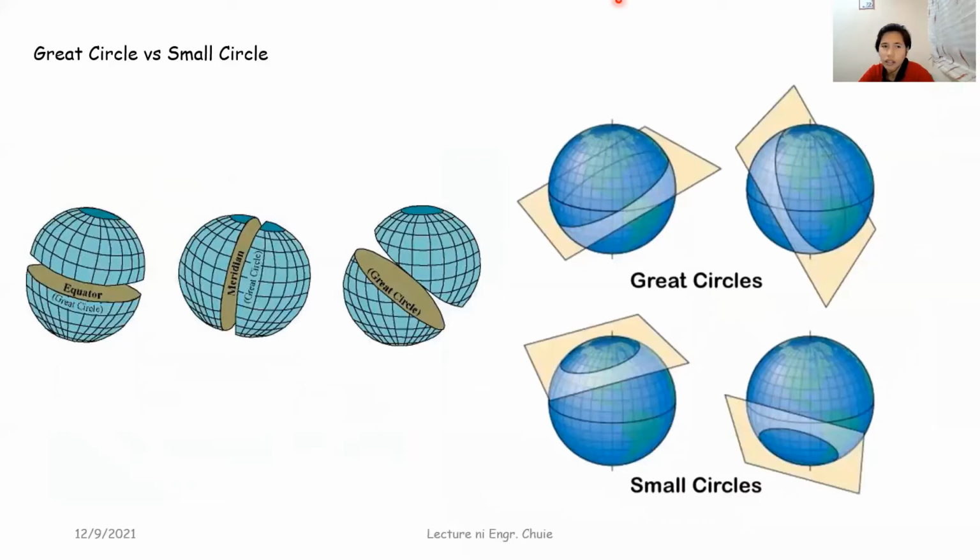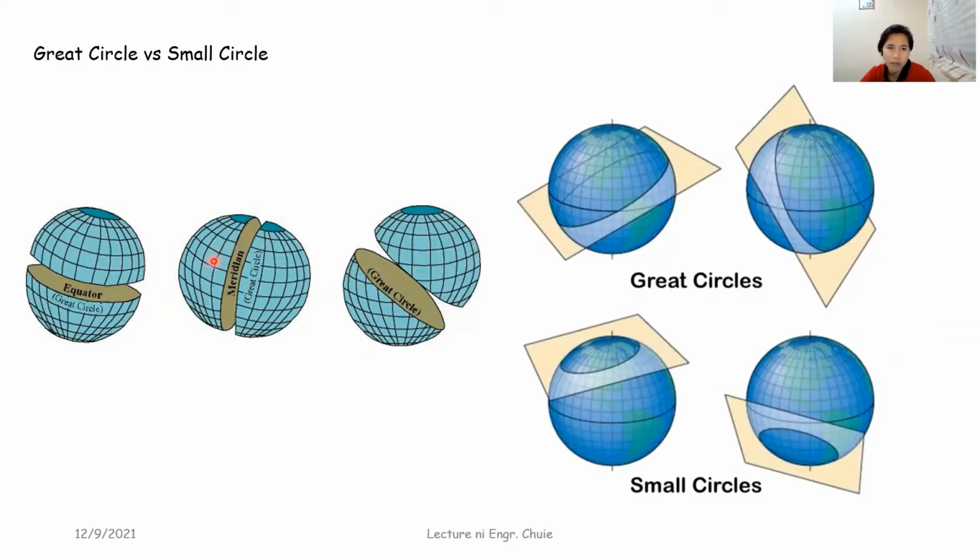Now, let's go to the definition of the spherical triangle. Before we introduce the definition, let's know first the difference between a great circle and a small circle. When we say a great circle, imagine a plane, for example, a page of paper. If we use that plane, horizontal, to cut this sphere into half, passing through the center, that portion is called the great circle.